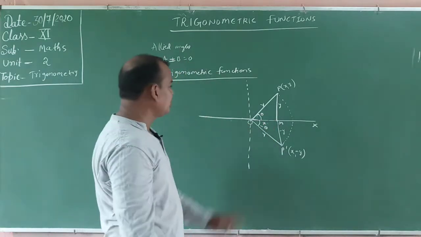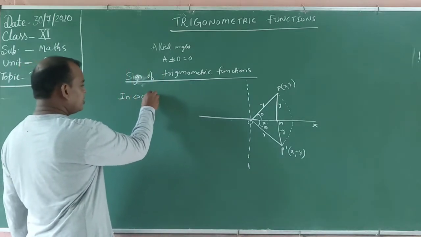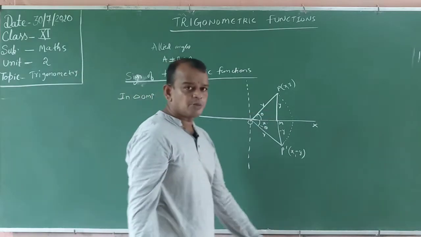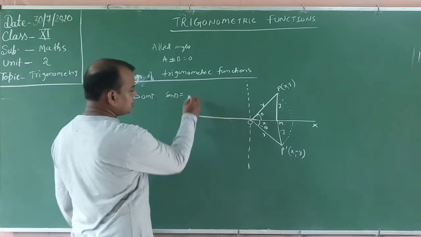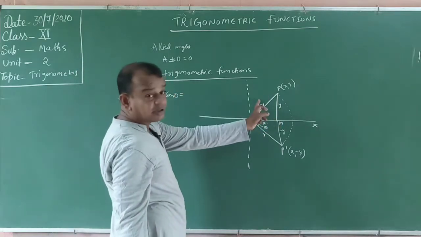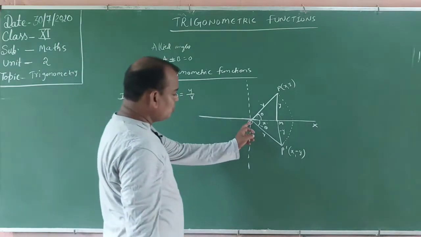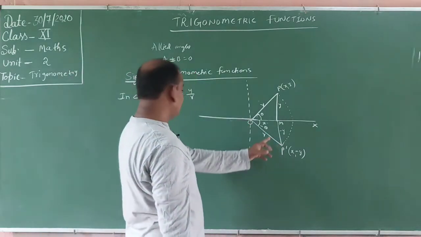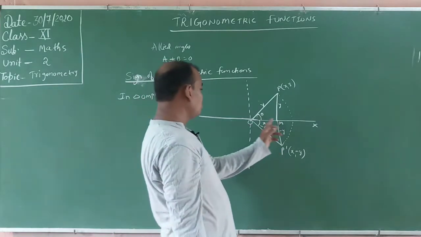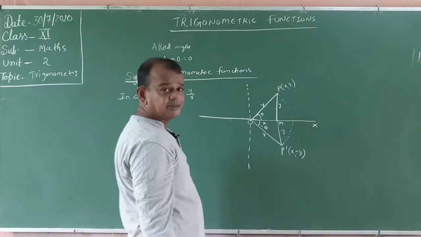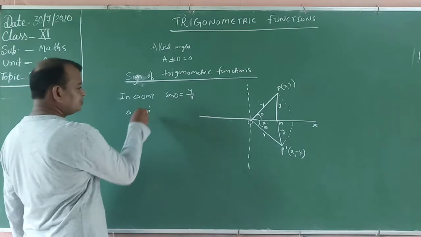Now from this triangle OMP, apply sin theta. What is the definition? Sin theta is equal to opposite side by hypotenuse, that is y by r. Now in the triangle OMP dash, say yes or no? In triangle OMP dash, the angle is minus theta.